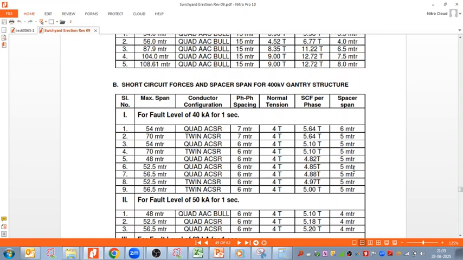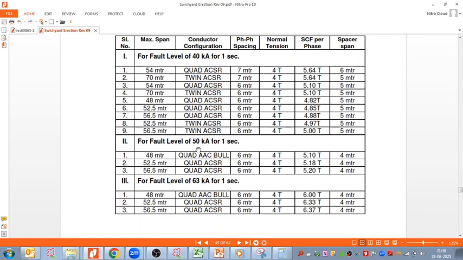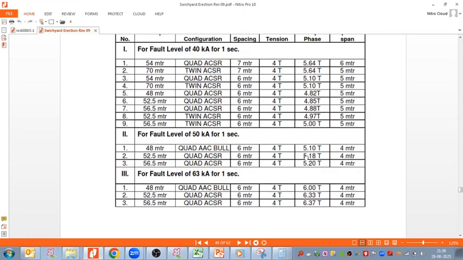But in the case of others we need to perform it, and for that again, for the static tension, we can take this reference as well. So the normal tension and SCF per phase we are going to calculate. Okay, and fault level 40 kiloampere. Corresponding to 40, 50 and 63, my SCF is going to change. You can look at this. Not drastically, but a little bit it will change.